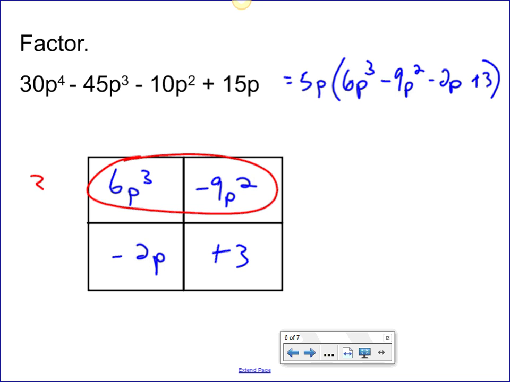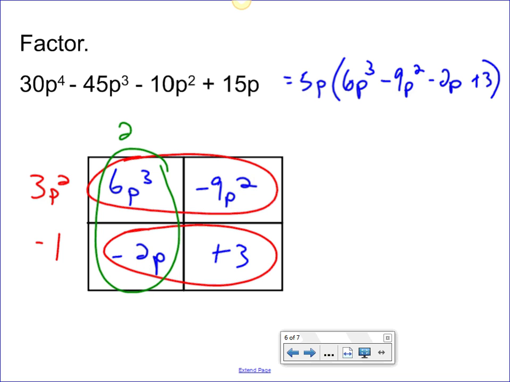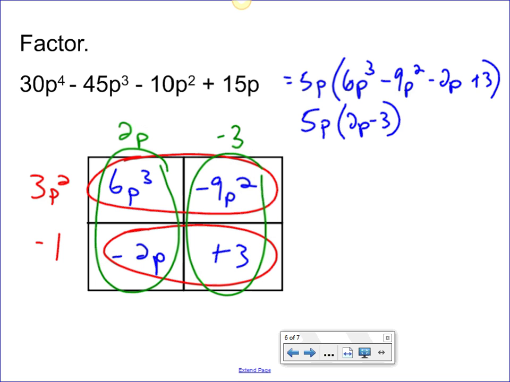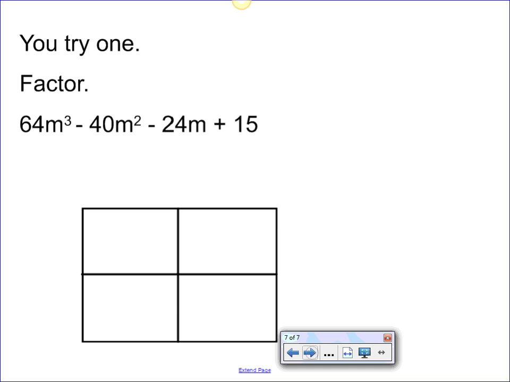Here I can see that I'd have a 3p squared. Here I'd have a 1. And since this is a negative 2, I'd make it a negative 1. If I look at factors this way, you can see I've got a 2 and a p. And if I look at factors this way, I would just have a negative 3. And if you checked your boxes, you would find that we have the correct factorization. So my complete factorization would be 5p times 2p minus 3 times 3p squared minus 1. Okay, one last one I want you to try on your own, and then come back and we'll see how we did.